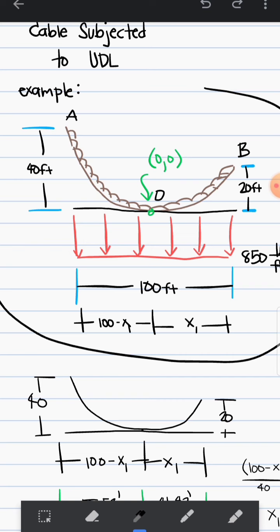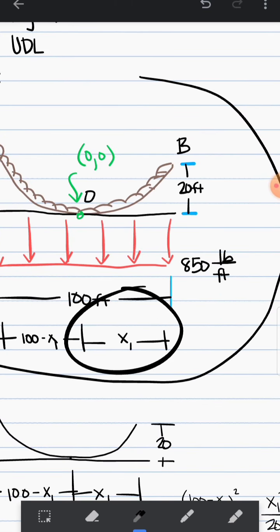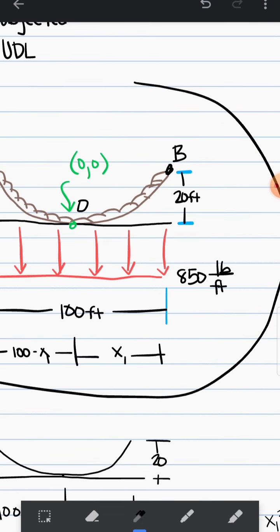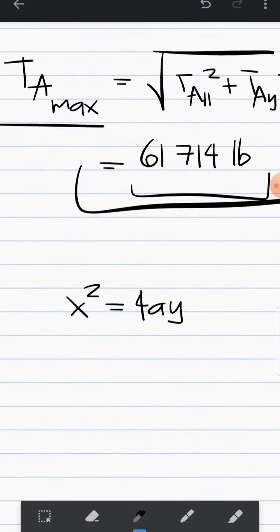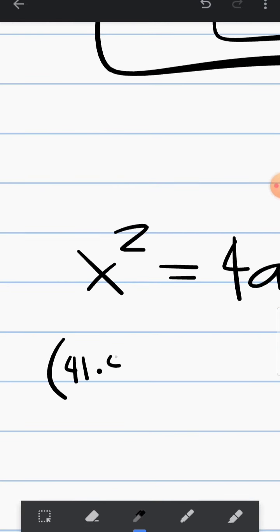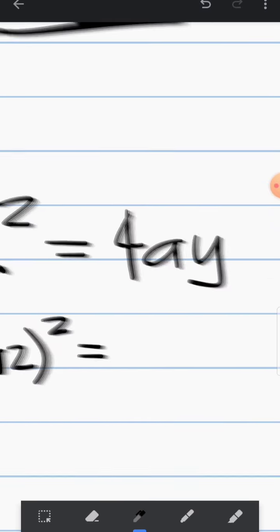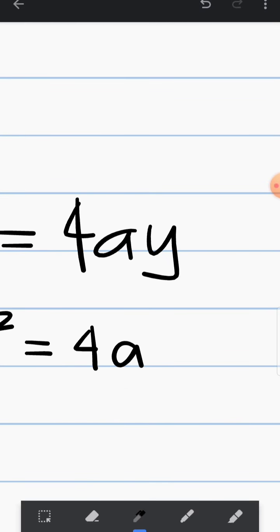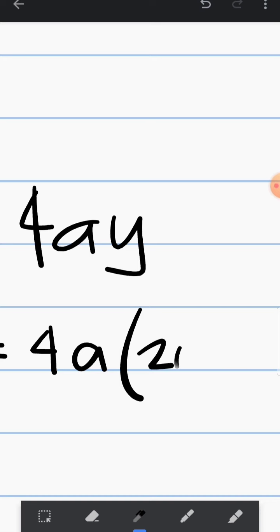Now, since our coordinate at this point is 0, 0, then this point must be negative 58.58, comma 40. And on the other hand, this point must be 41.42, comma 20, the x and y coordinates. So if we do that, 41.42 squared is equal to 4a times y, where y is 20, and we need to find a.